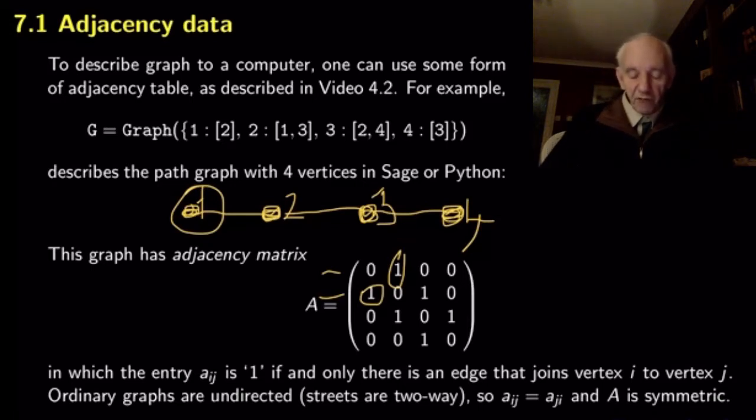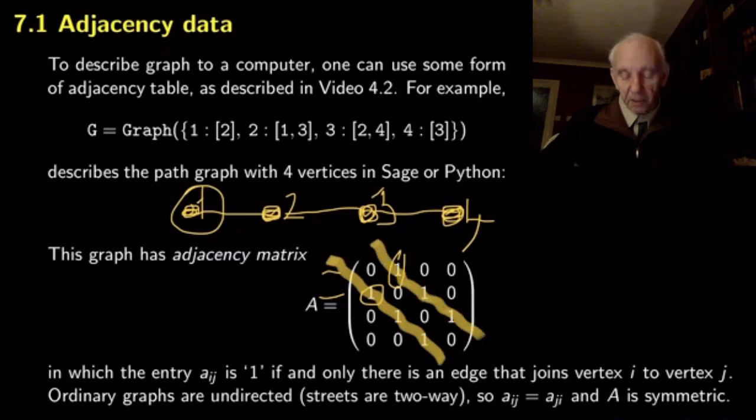Because we have a simple graph, there are no loops, so we have zeros down the diagonal, and we have no multiple edges, so an entry is at most 1. In fact, when you have the path graph, or even if you have more than 4 vertices, you can see there's a very easy pattern to this matrix. Namely, we just have a diagonal of 1s below the principal diagonal, and a diagonal of 1s above the principal diagonal. So that's the adjacency matrix for this type of path graph.